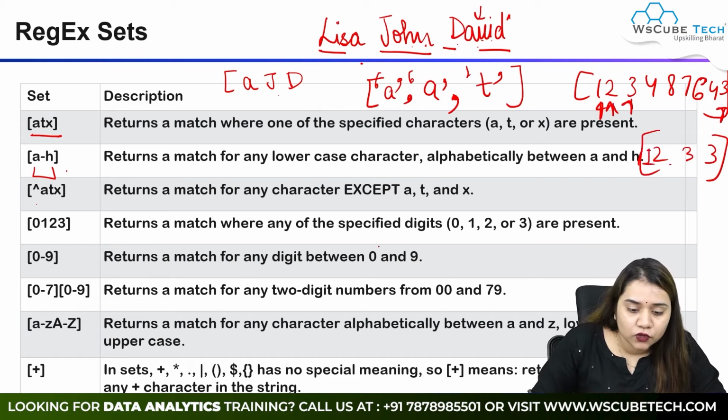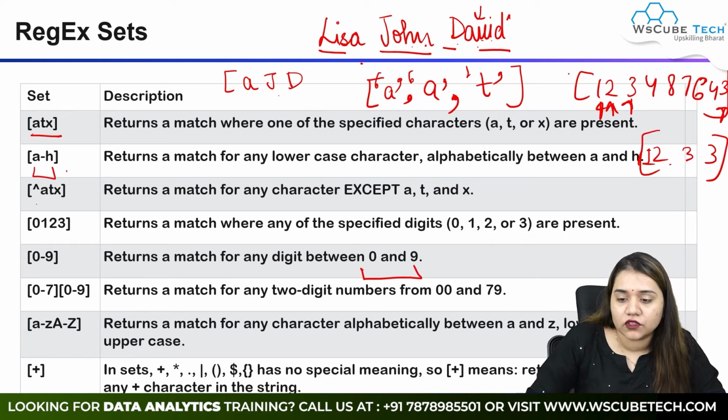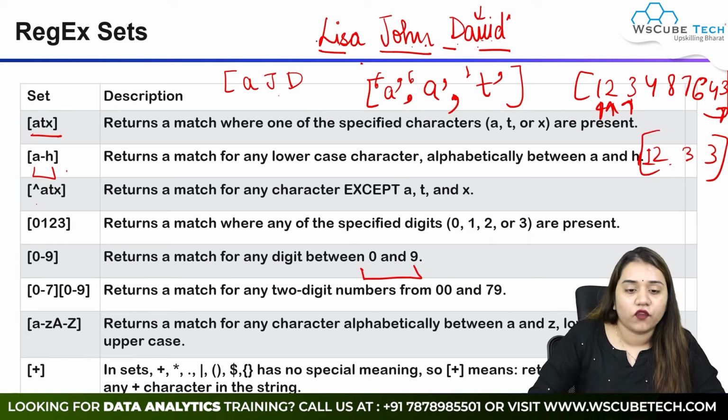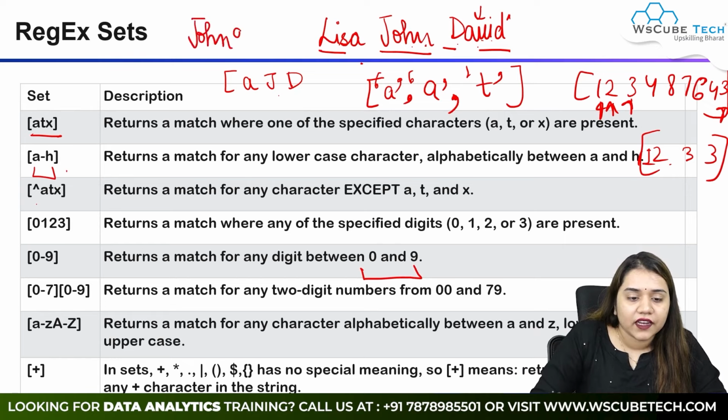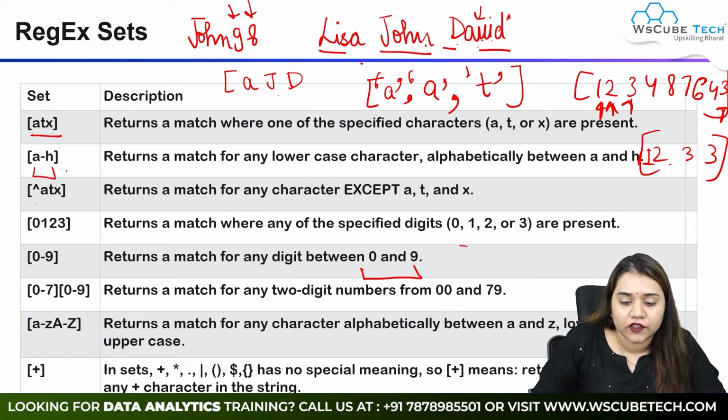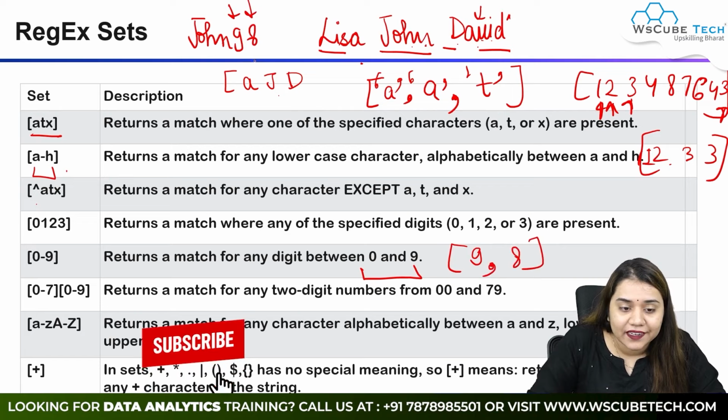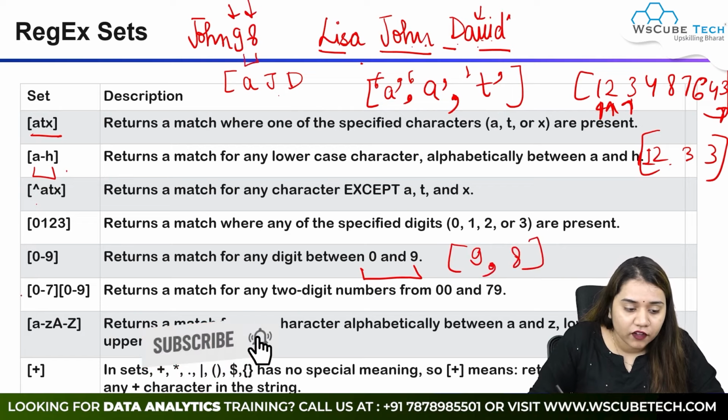Similarly, if I talk about 0 to 9 over here, what will 0 to 9 give you? It will give you all the digits. Suppose you have a string, let's say John 98. What will it give you? It will give you John and 9 and 8, so it will create a list like this: 9, 8. But what if you want to obtain 98 as a whole? For that we have our next option.